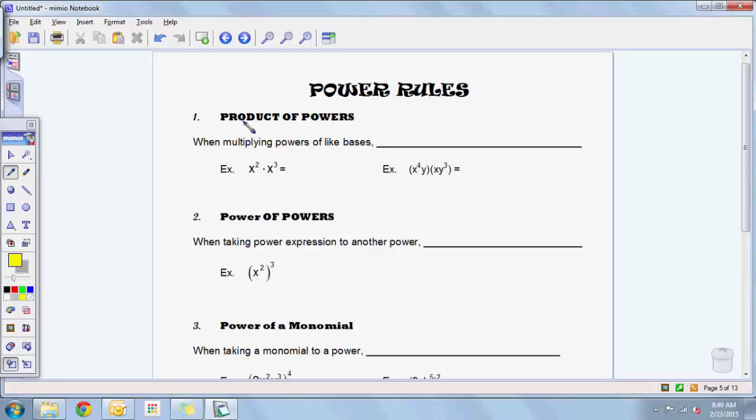Okay? So the first rule that we have is called the product of powers. So right away, product means when you multiply. So the rule of product of powers means that you're going to see variables and exponents that are being multiplied together, and there's certain rules for that.